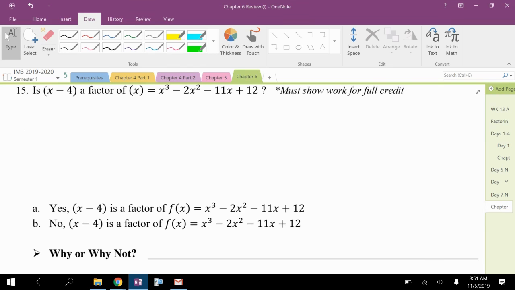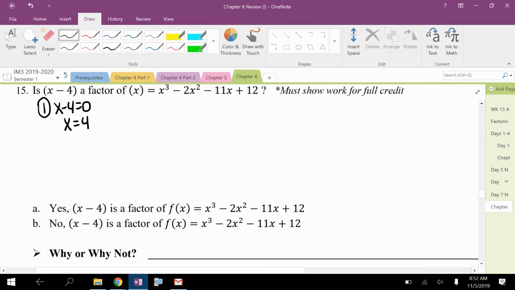Remember, there were 2 ways you can do this. It depends on which way you like. You could either do synthetic, which we just did, or direct substitution. I think a lot of you like direct substitution. It's up to you. What do I mean by that? Well, the very first step is to figure out what the 0 is. What's the 0? 4. Good.